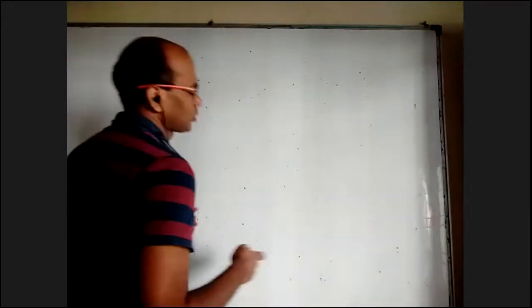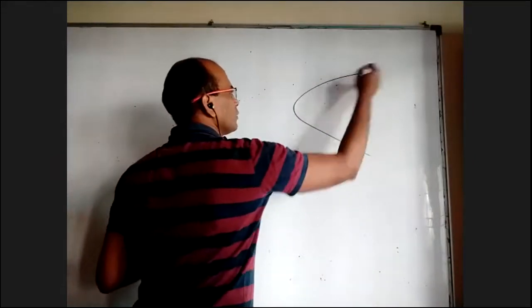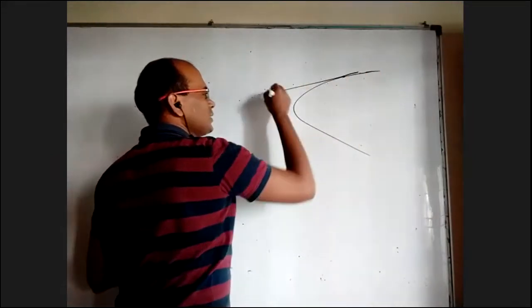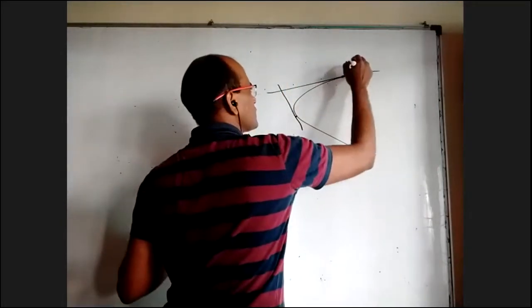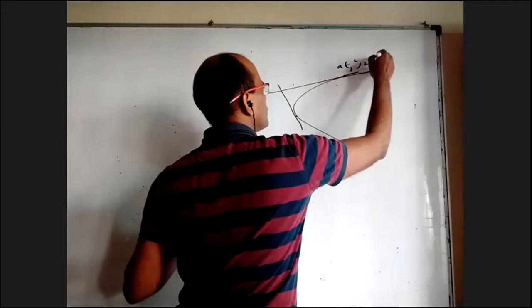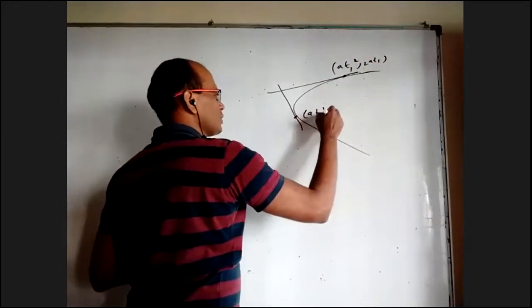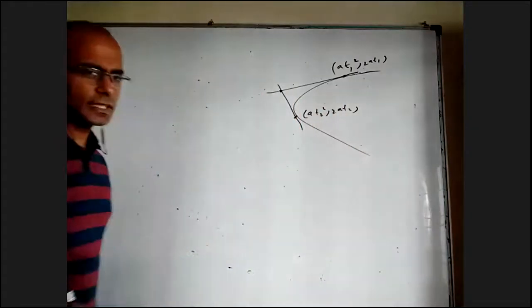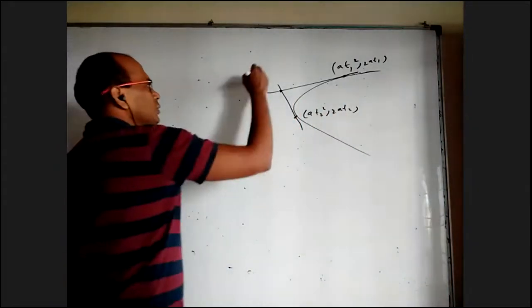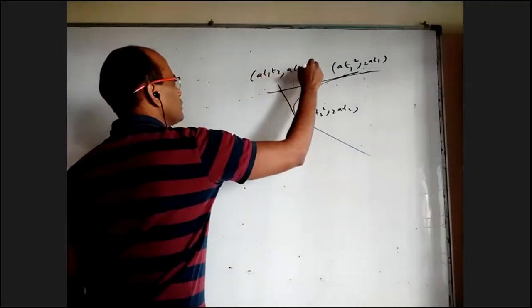So, if you want to talk about different things about tangent, if we take tangent at T1 and T2 where they intersect, let's say this is (AT1 square, 2AT1). This is (AT2 square, 2AT2). The point of intersection of tangents at T1 and T2 is (A T1 T2, A into T1 plus T2).